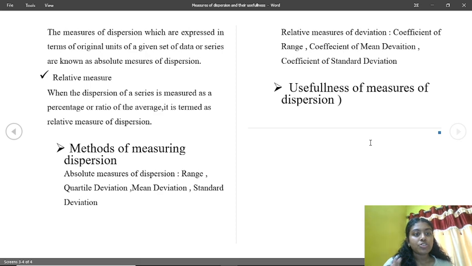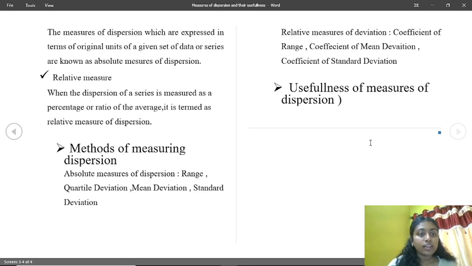Methods of measuring dispersion: absolute measures of dispersion are range, quartile deviation, mean deviation and standard deviation, while relative measures are the coefficients of these particular measures. Relative measures of dispersion include coefficient of range, coefficient of mean deviation and coefficient of standard deviation. So you got it, relative measures are actually the coefficients of the particular measures.